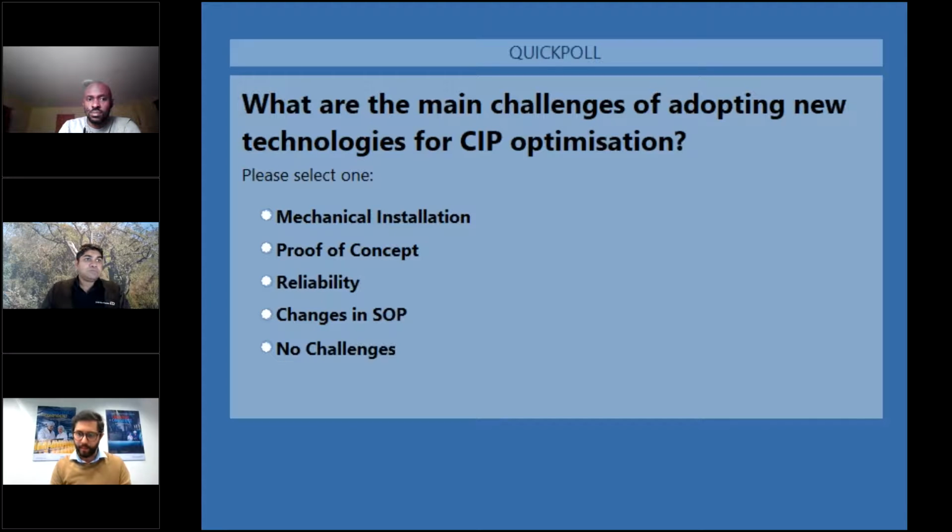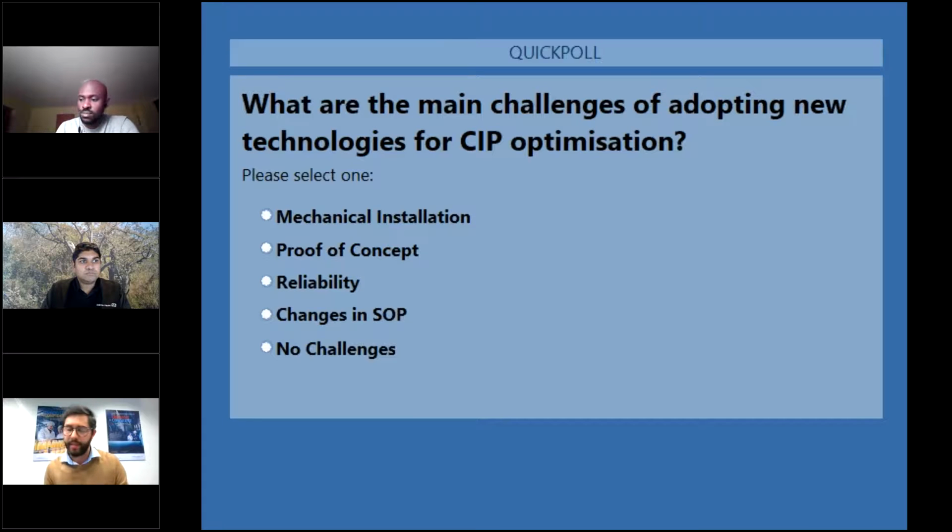Reliability is the top one. Mechanical installation is coming second. Oh, mechanical installation just took the top position. We have reliability, proof of concept as second. Changes in SOP is not coming, and no challenges so far. It's not an option. Okay, 48% of the people already voted. I'm going to give you a couple more seconds, and then we can close this one.